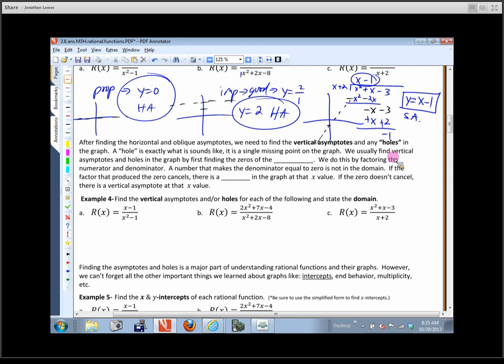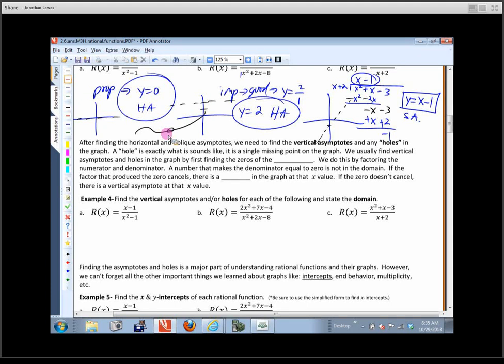Okay. So after we find the horizontal or the oblique asymptotes, the next thing we want to do is find the vertical asymptote and any holes in the graph. So a hole is exactly what it sounds like. It's just a point in the graph that happens to be missing, okay? So if I had a line that looks like this and I had a little hole right there, that's it. That's what we're talking about. I mean, the name says it all. It's just a little hole in the graph.